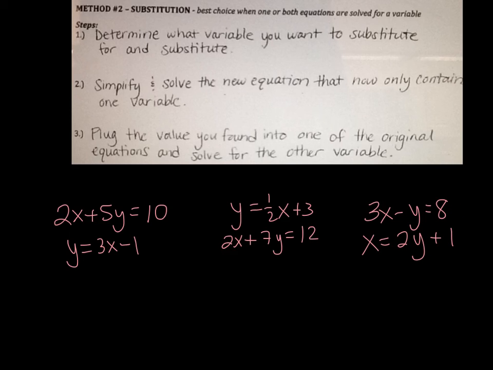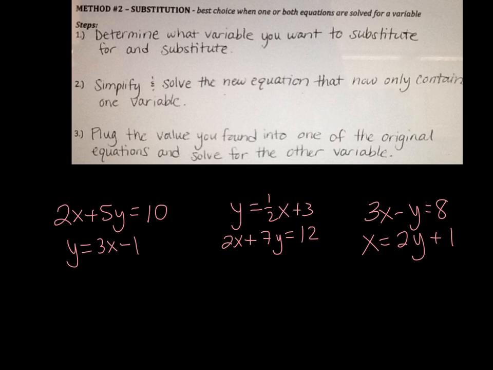Your first step is to determine what variable you want to substitute for and substitute. So you've got to find the one that's solved for a letter. In this case, it's y, this one's y, this one's x. Then you're going to plug that in to the other equation in place of the correct letter. So if you're substituting for y, place the expression in place of y. If you're substituting for x, place the expression in place of the x. Your new equation should only have one variable. That's an important checkpoint. If it has two variables, stop.